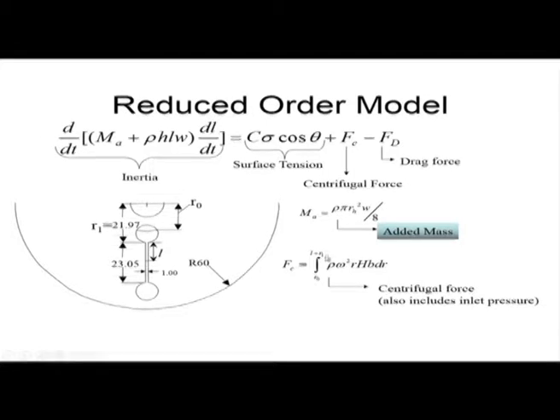So how do you calculate the centrifugal force? If you take a small element of mass dm, then the centrifugal force acting on it is dm into omega square r. So what is dm? dm is rho into h into b into dr, where h is the height of the channel, b is the width of the channel, right. So the integral of that from the initial radius to the final radius is the total centrifugal force. So that you can put here in your capillary filling problem.